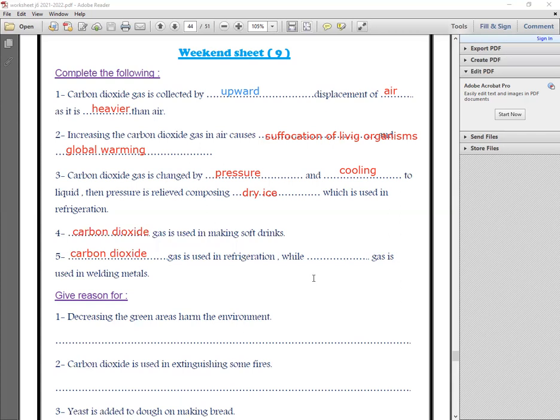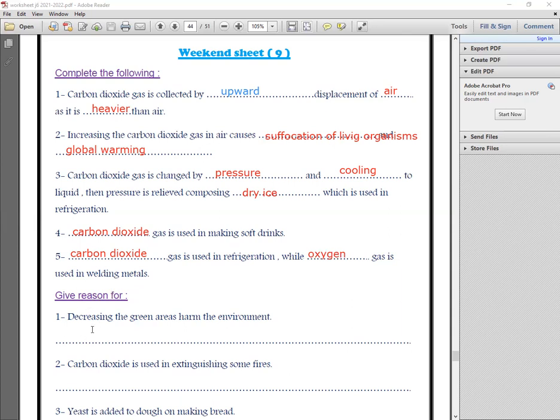While what gas is used in welding metals? In welding metals, we use oxygen gas to react with acetylene to produce the oxyacetylene flame. This flame is used to weld the metals. So oxygen gas is used in welding metals.